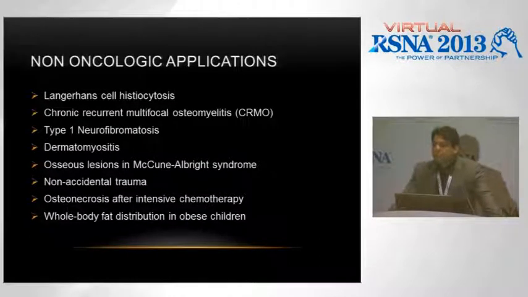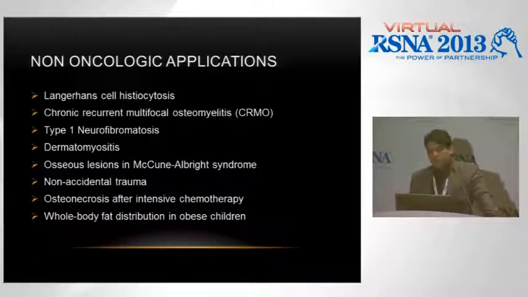Non-oncologic applications: there's a big list of applications in children out there. Some of them have been studied, but they're sort of fleeting studies, and clearly more work needs to be done to see which of these we are able to target with whole body MR. But clearly LCH, we saw the examples of chronic recurrent multifocal osteomyelitis, dermatomyositis, non-accidental trauma, and whole body fat distribution. These are the ones that I find very exciting in looking with whole body MR.